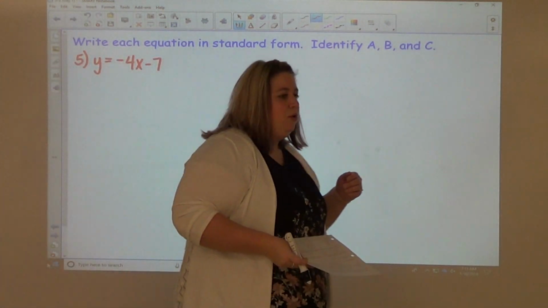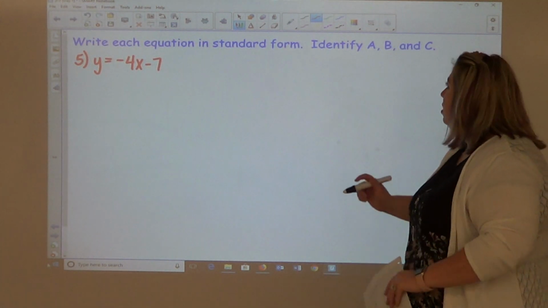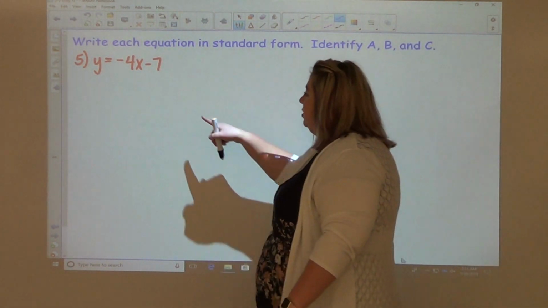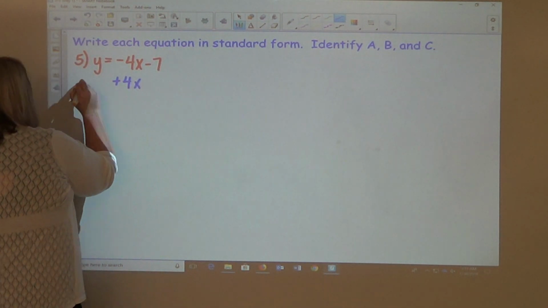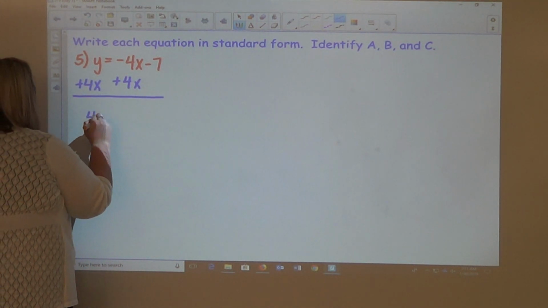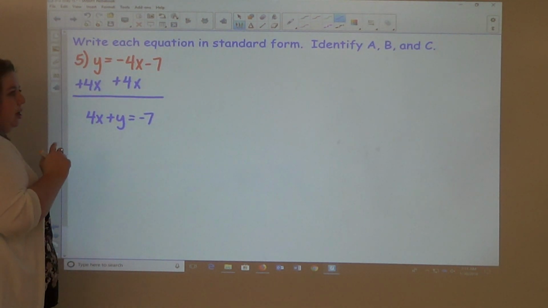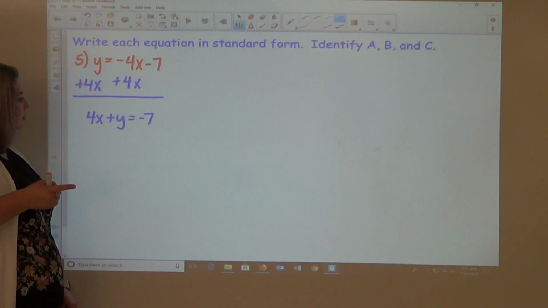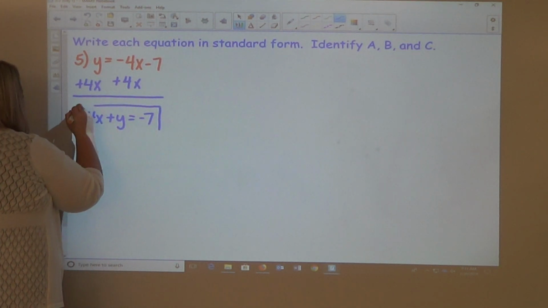Okay, in order to be in standard form, you need x and y on the left-hand side, in that order, equals the number. So for this one, I have y on the left-hand side, but I need to get the x. Since I have a negative 4x, move that over. I would add 4x. So then I have 4x plus y equals negative 7. Okay. Rules to know if I'm done: it's in this order, I don't have any fractions or decimals, and a has to be positive, which it is. So that means my equation is in standard form.